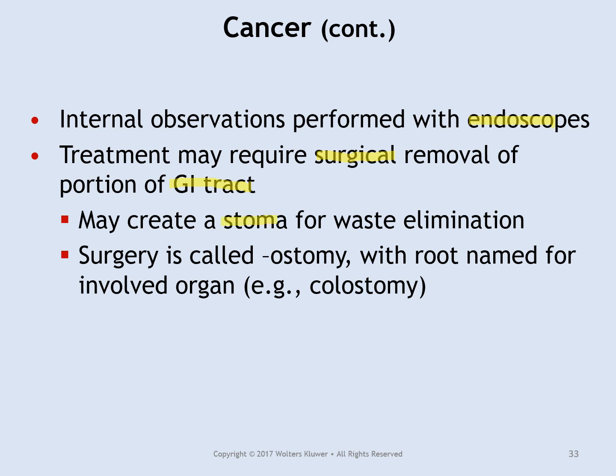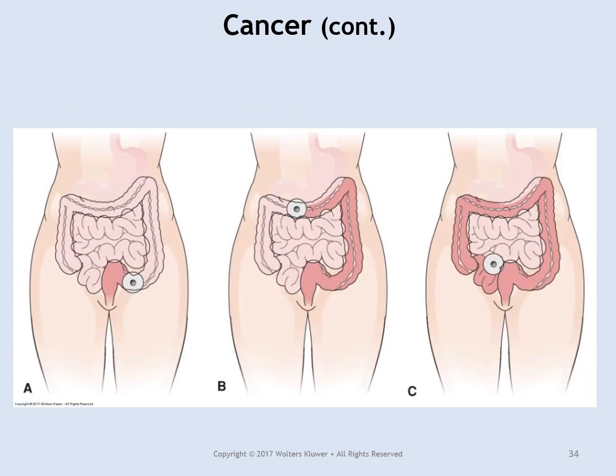And you need a stoma for waste to come out if you cut out the link between that area and the anus. So you have a stoma, which is a direct opening from the abdomen to the outside. And so we'll have a colostomy in those cases. So let's look at those.